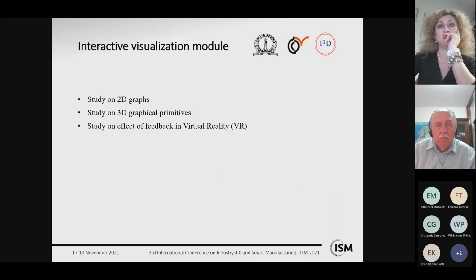So for designing an interactive visualization module, we first undertook a study on 2D graphs, and the results of this study were then used to develop a 2D sensor dashboard. But 2D visualization has some limitations.